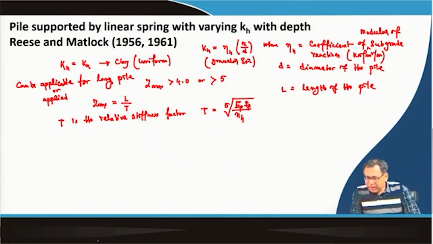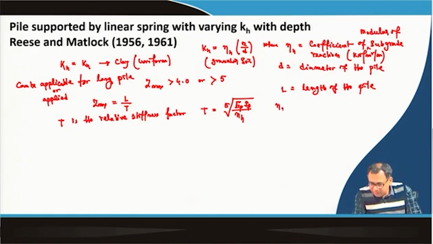Okay. So, as I mentioned, eta h is the coefficient of modulus of subgrade reaction, or it is sometimes called unit modulus of subgrade reaction.